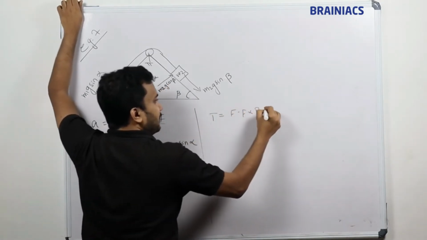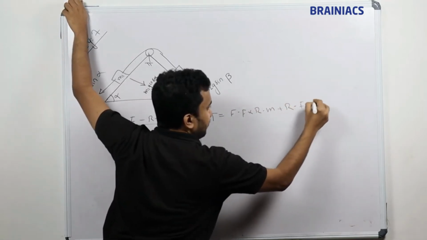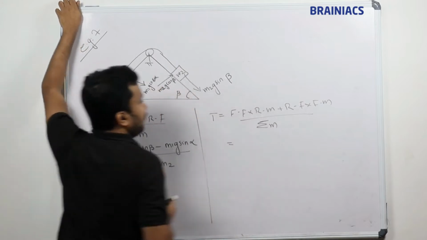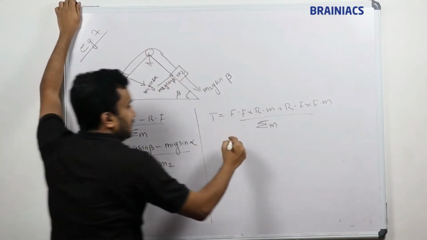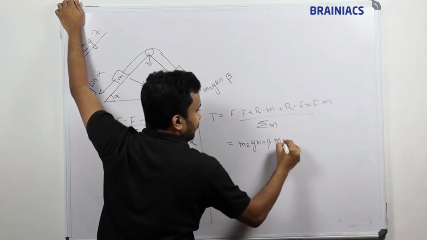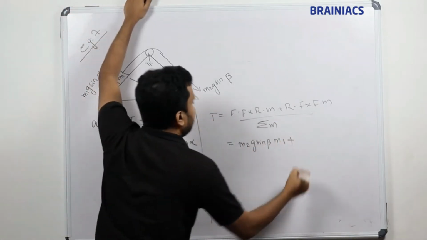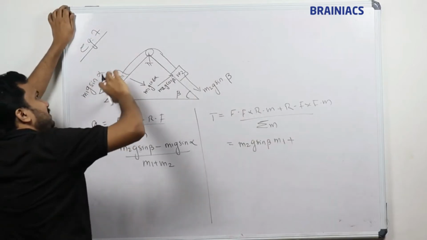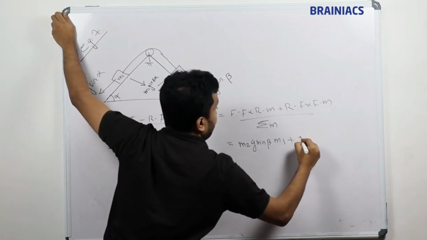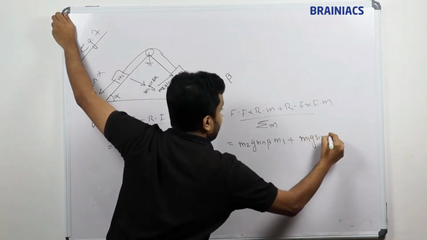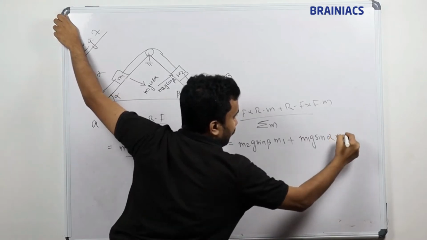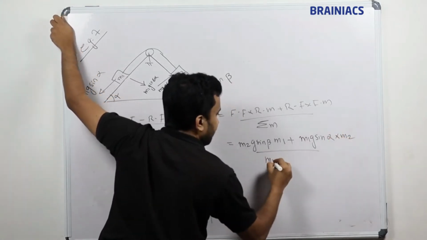Acceleration found, now tension, tell me. Forward force into reverse mass plus reverse force into forward mass, whole divided by sum of the masses. Tell me, what is the forward force? Forward force means in this direction. So M2g into sine beta, into reverse mass, which is M1, plus reverse force. This force is actually in this direction, but when it is moving downward, this force will get reversed. That's all. So M1g into sine alpha, reverse force, multiplied with forward mass M2, whole divided by M1 plus M2.